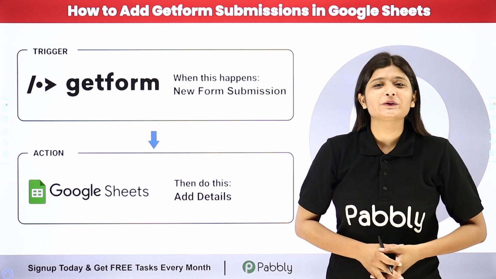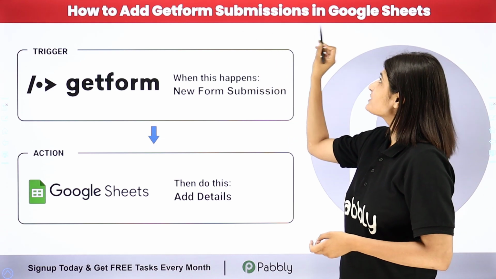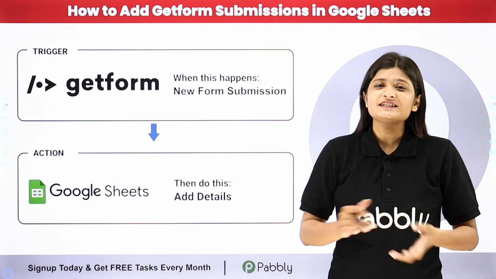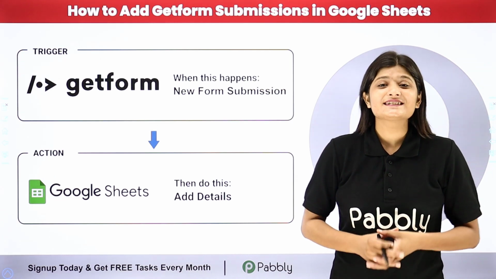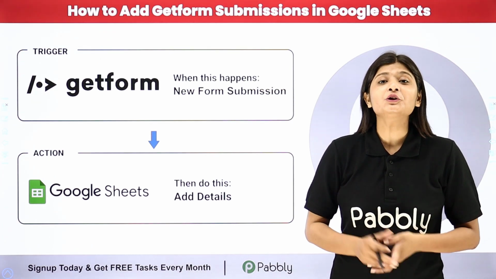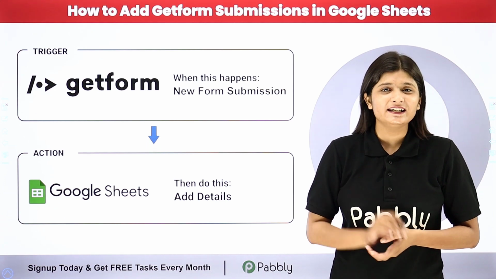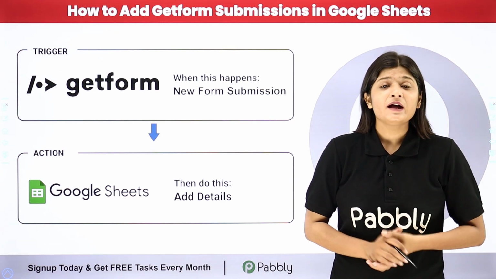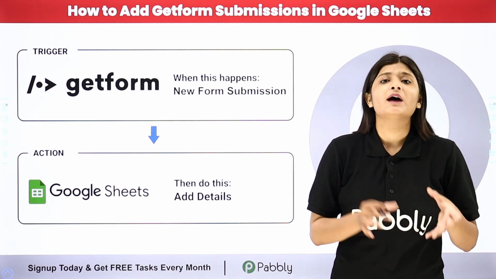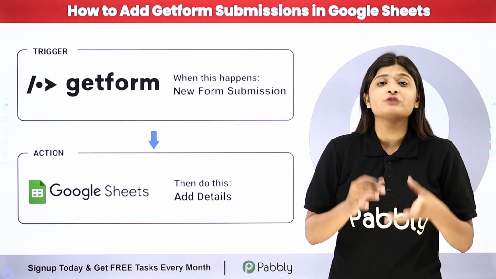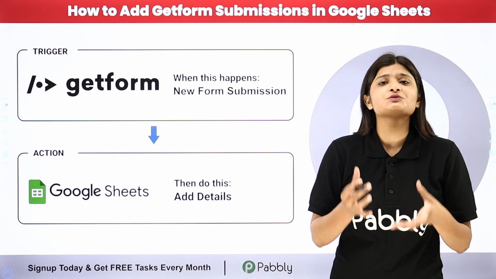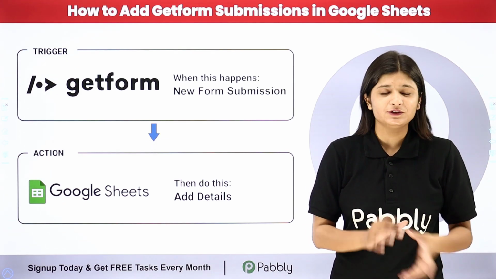So in this video we are going to learn how to add Getform submissions in Google Sheets. Let's suppose I am running a university where I am going to organize a seminar. As this seminar is an important one, I want to mark the attendance of all those who are attending it with their contact details. Manually entering the details and marking the attendance will consume a lot of time, and that's why I'm going to build a form in Getform so that I receive the responses of the students and save them in my Google Sheets.